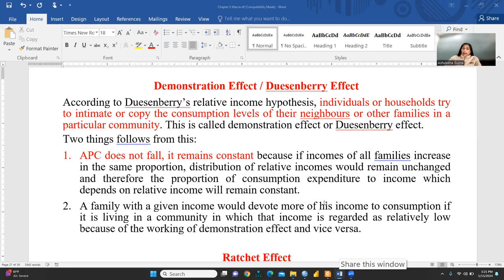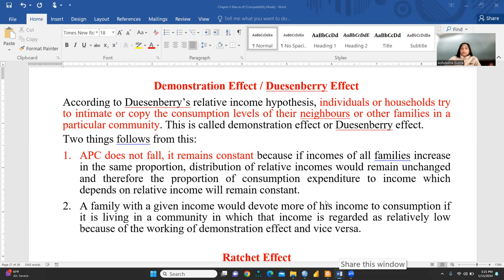So how can we define Duesenberry effect? Duesenberry relative income hypothesis says individuals or households try to imitate or copy the consumption level of their neighbors or their families in a particular community where they are living. Let's say in a society, somebody is having a high standard of living. Others are just copying their standard of living. So this is called demonstration effect, or we can call it Duesenberry effect.